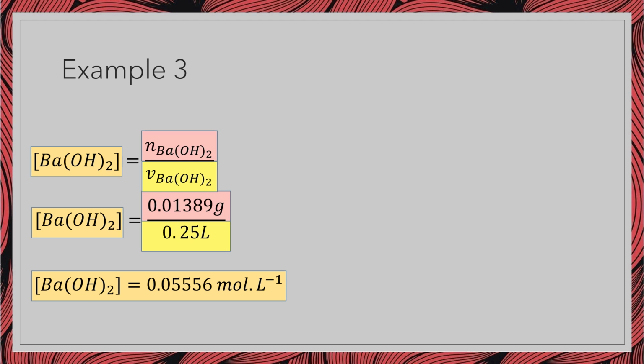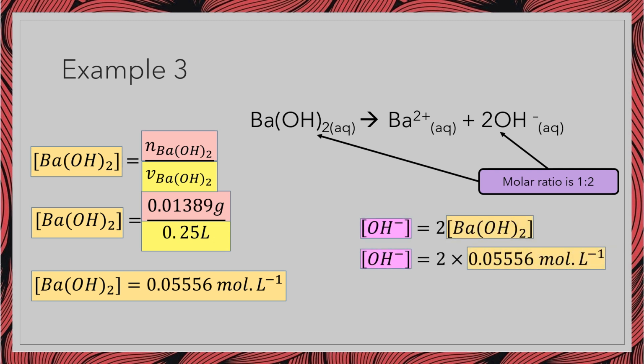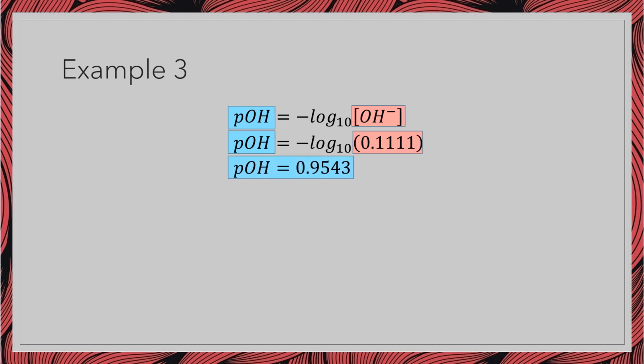Now, that's the concentration of barium hydroxide. What's the concentration of the hydroxide ions? Well, write out the reaction equation. It's 1 to 2. So we're going to have twice the number of OH- that we have of Ba(OH)2. So it's 2 times that, which gives us 0.1111 moles per liter of OH-. We can then take that through. So pOH is negative log 10 of the hydroxide ion concentration, which is negative log 10 of 0.1111, which is 0.9543.